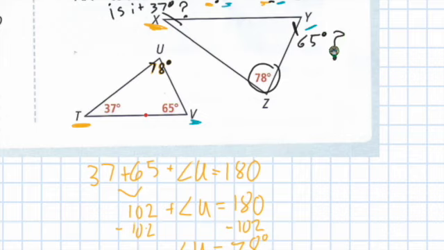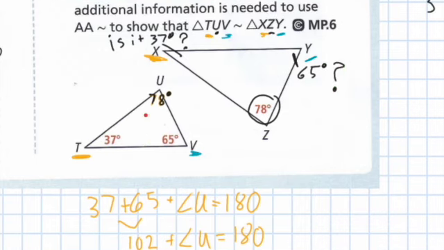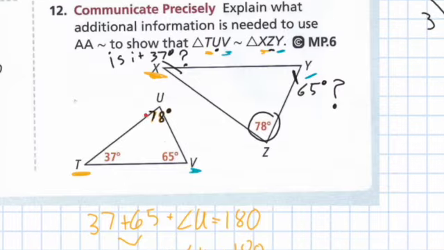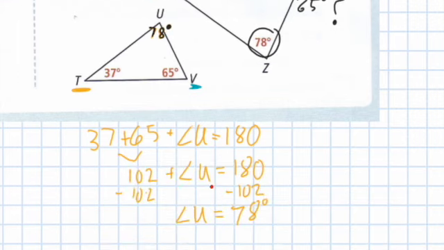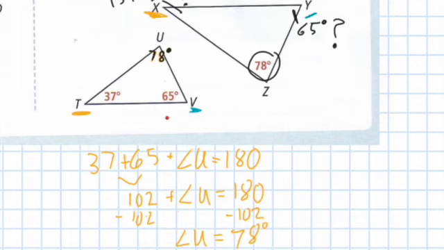So that's what we need to know to answer number 12 correctly. We need to know whether or not one of these other angles is congruent to one of these angles over here. Because we know that Z is congruent to U. We did the math down here to prove it.